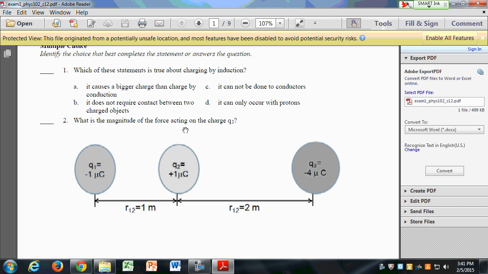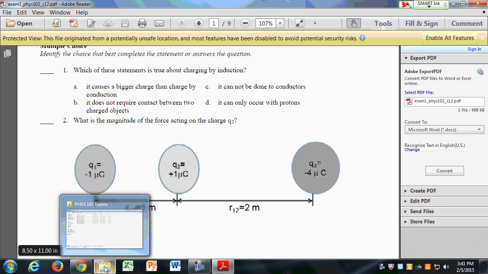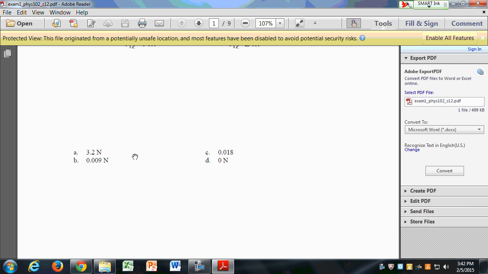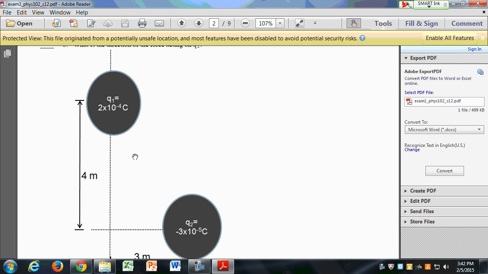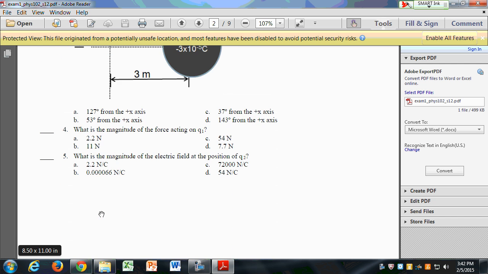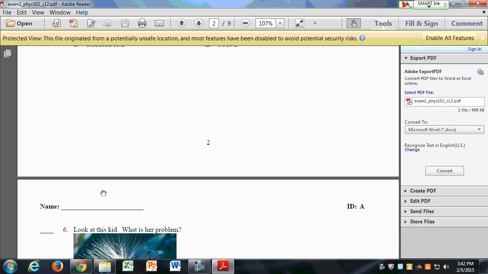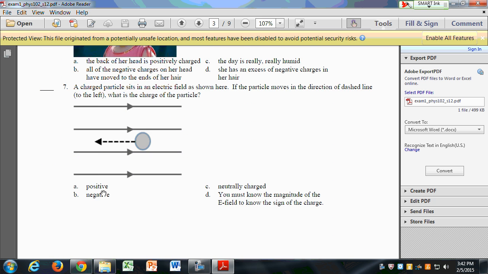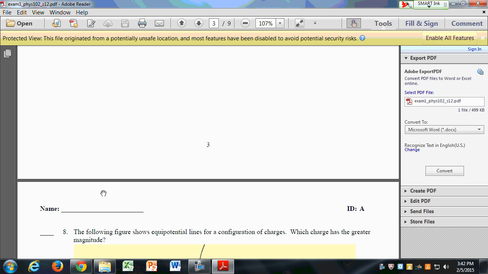You'll have a question like this where you have 3 charges on a line, either electric field, or where you're dealing with the force or the field of 2 charges in a straight line. You'll have one like this. This one is just finding the direction. See, we already talked about all this. If you see something, yell out, okay?